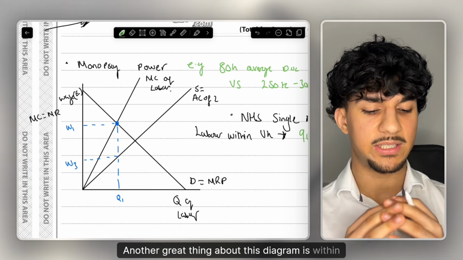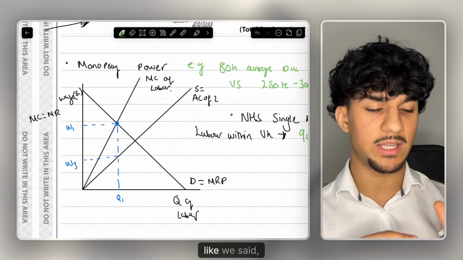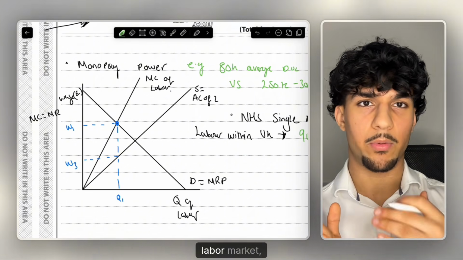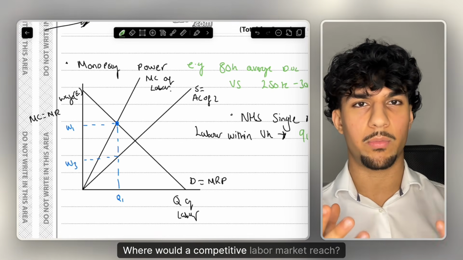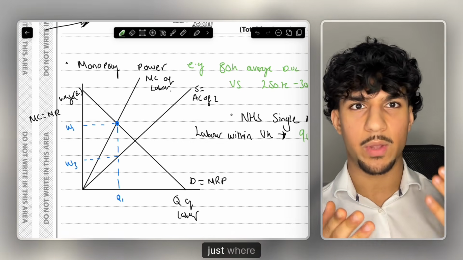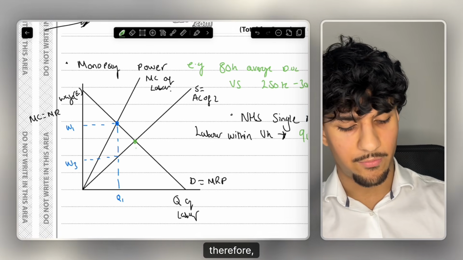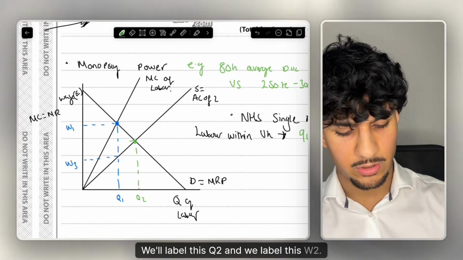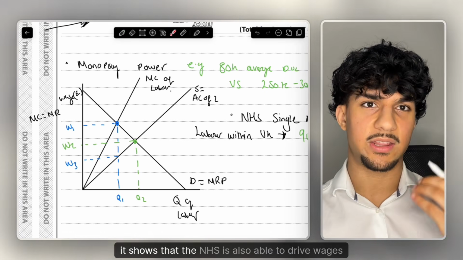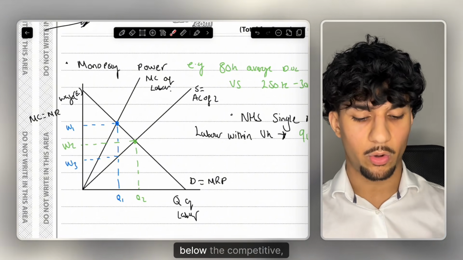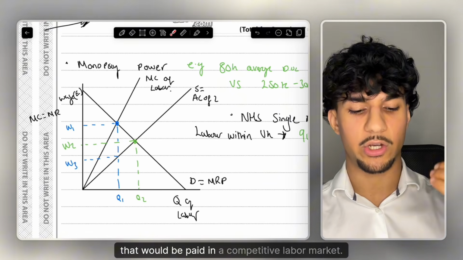Another great thing about this diagram is that within the monopoly diagram, you can also show how a competitive labour market would perform. For example, like we said, the UK is a monopoly labour market, whereas the US is more competitive. And we can show this. Where would a competitive labour market reach equilibrium? Of course, just where a normal market reaches equilibrium, where supply equals demand, which is at this point here. Therefore, we'll label this Q2, and we'll label this W2. Essentially, with this monopoly power, the NHS is able to drive wages below the competitive wage, below the wages that would be paid in a competitive labour market.